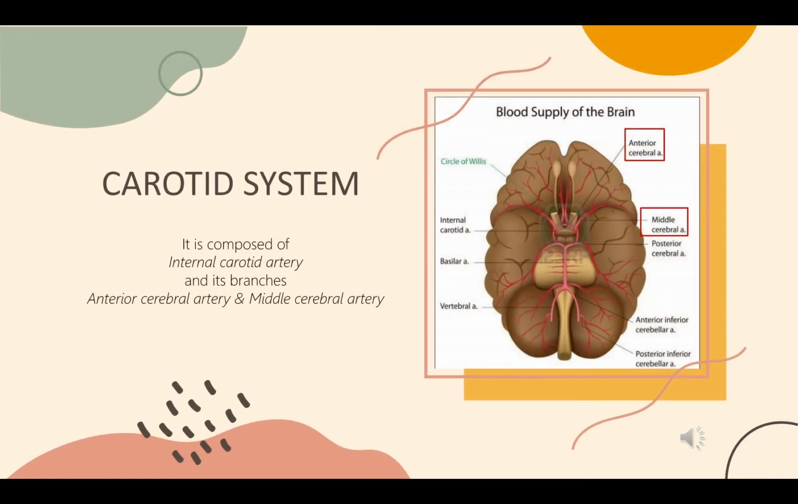Carotid system. It is composed of the internal carotid artery and its branches, which are the anterior cerebral artery and middle cerebral artery.